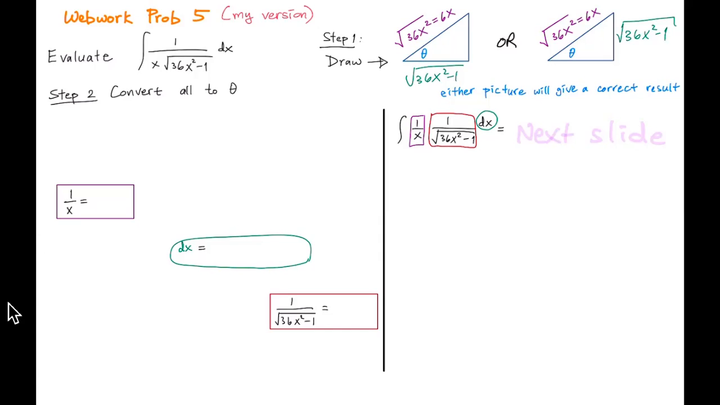And then the third side would have to be 1. Now, it doesn't matter which picture I choose, I will get a correct result. So let me just choose this picture. So once you choose a picture, you have to stick with it and not use the one that you did not choose. Now I will use this picture to convert everything in the integral into an expression of theta.